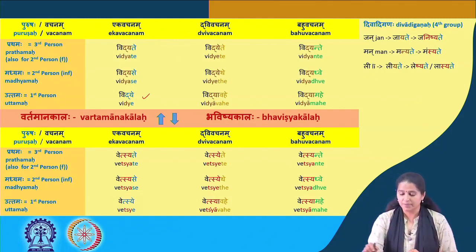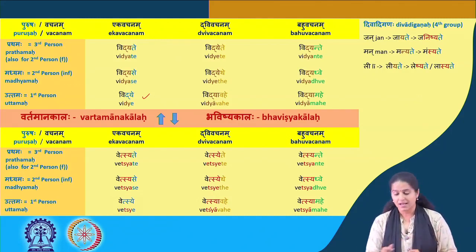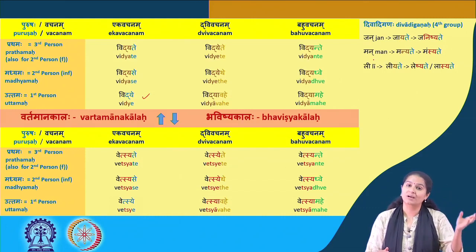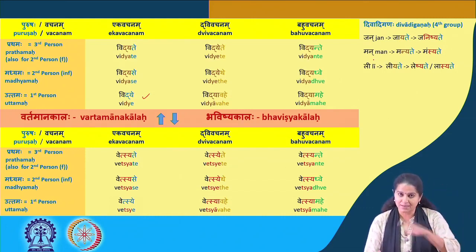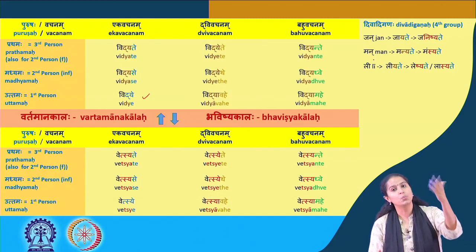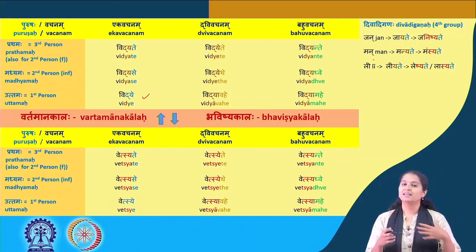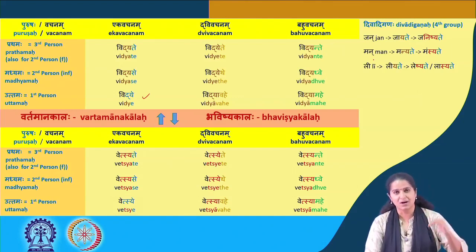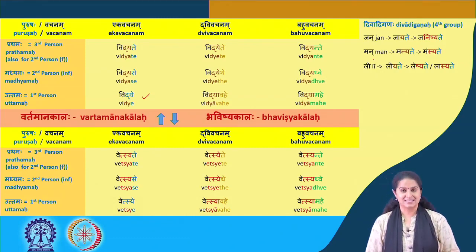Now there are another few verbs which are very interesting here. So jan, the word for janma, birth, is jayate, means this is born. And then janishyate means which will be born. Man, manyate means one who considers. Man from mind, all the same roots. Mansyate, will consider. Li means to become one, to merge. So liyate and leshyate or lasyate. Astu. So let's move on.